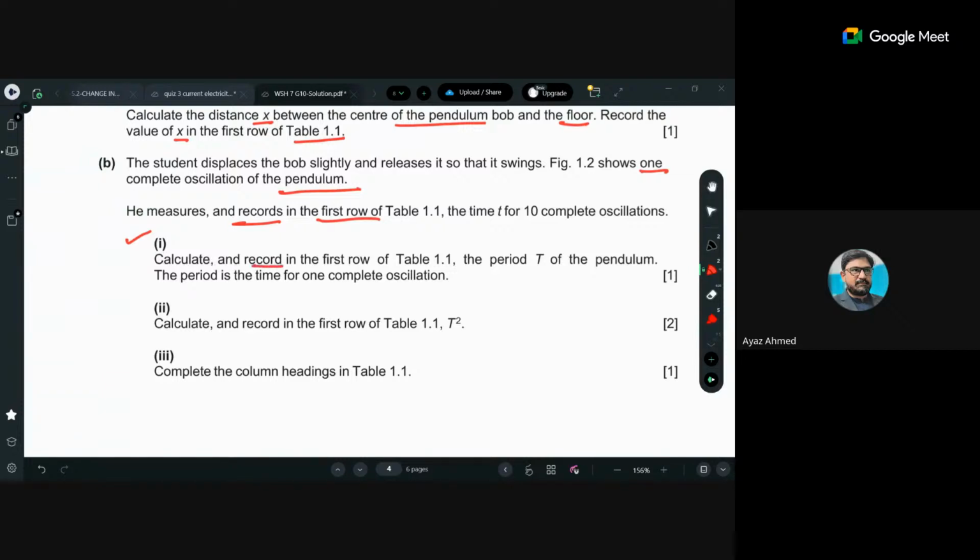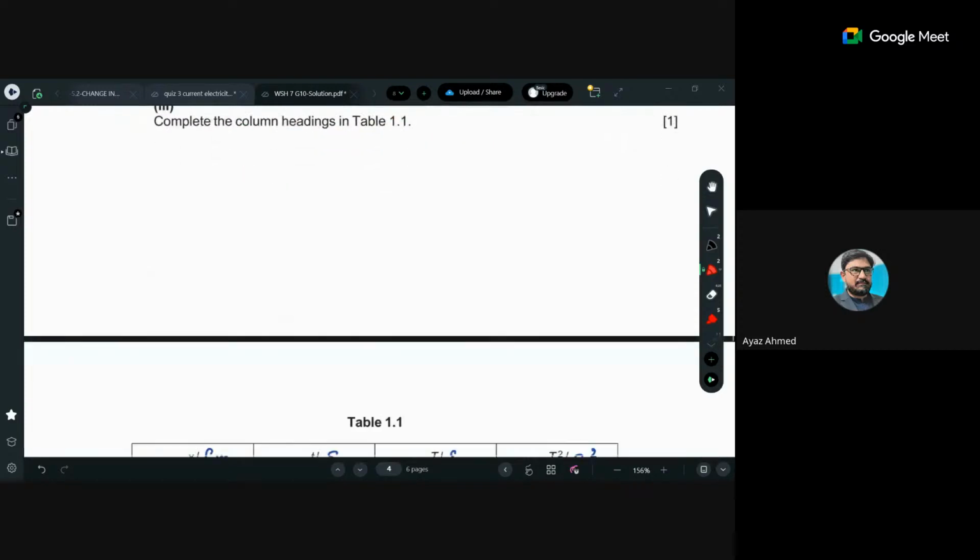Calculate and record in the first row of table 1.1 the time period T of the simple pendulum. He measures and records in the first row of table 1.1 the time t of 10 complete oscillations. What to do? The time for 10 complete oscillations. Calculate and record the time period of the simple pendulum, the time for one complete oscillation. Simply speaking, this instruction is to measure the time period.